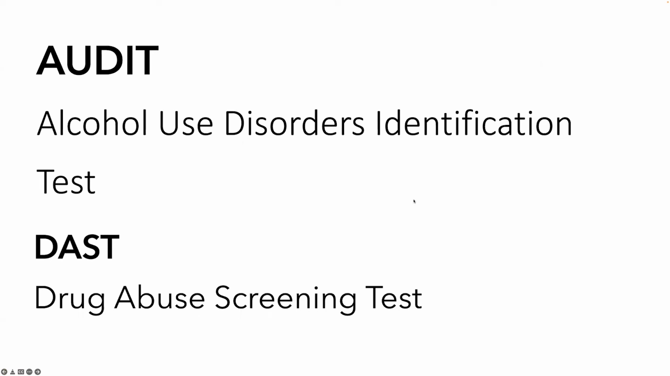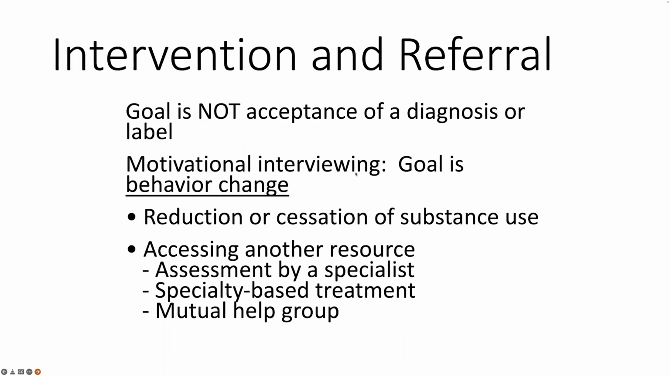Depending on how people answer the 10 items on the audit or the 10 items on the DAST, we make our recommendation as to what should happen next. Many people will benefit from a brief intervention. Some people, if they fall into the likely dependence category, will need a referral to treatment. For none of this is the goal the acceptance of a diagnosis or a label.